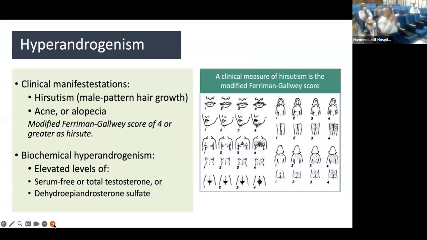And then hyperandrogenism, as I said, would have clinical manifestations like male pattern of hair growth, acne, alopecia. We do not come across alopecia as such so often, but many of the girls would complain of excessive hair fall, and modified assessment on the Ferriman-Galwey score, a score of 4 or greater would show that there is hirsutism. And biochemical hyperandrogenism is shown in the form of higher levels of free or total testosterone and dehydroepiandrosterone sulfate.